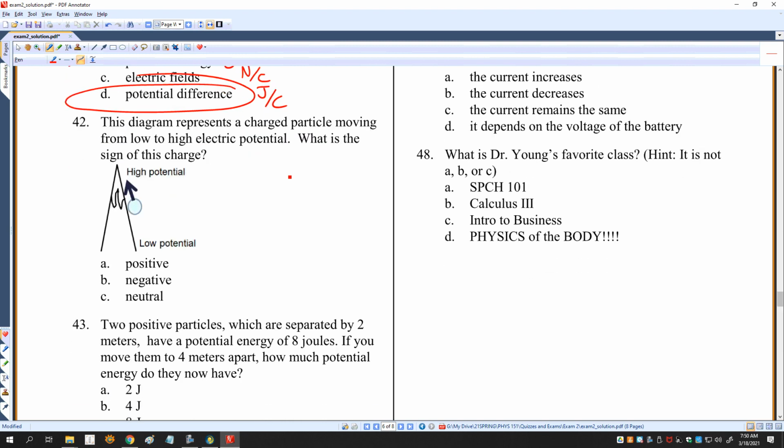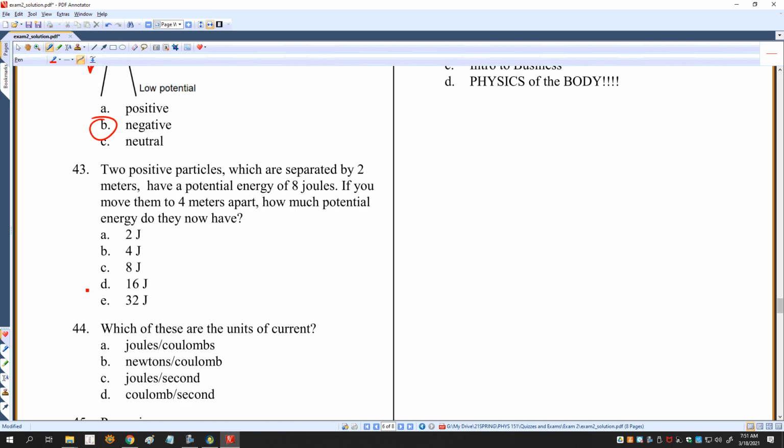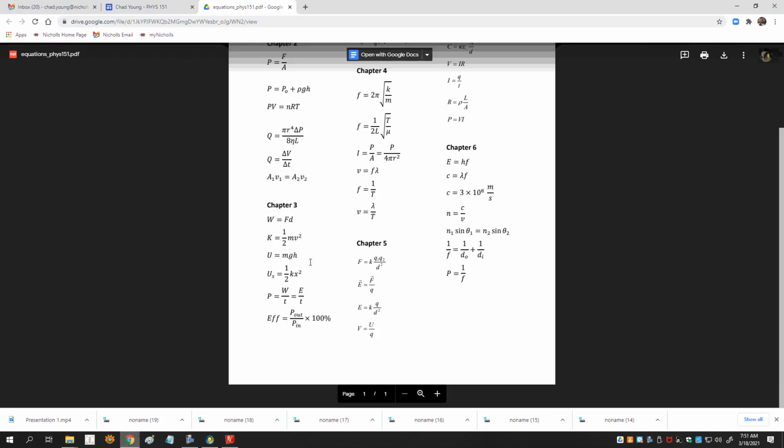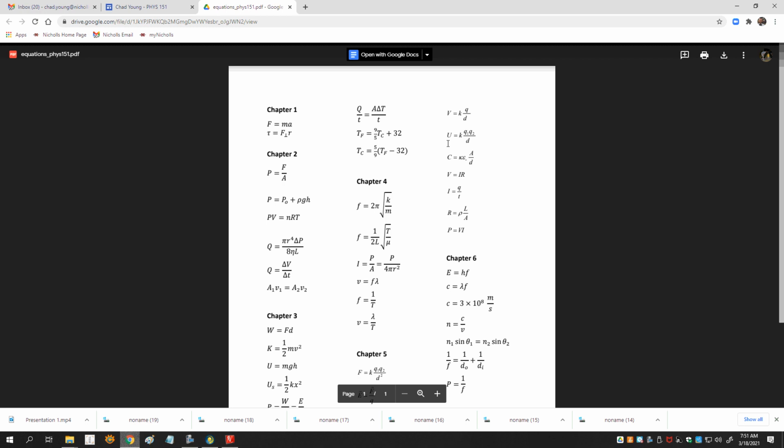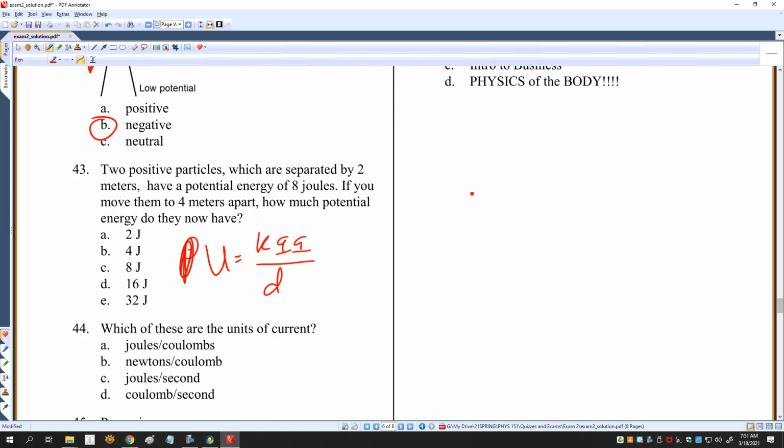This diagram represents a charged particle moving from low to high potential. What is the sign of this charge? So remember, positive charges will tend to move from high to low, but negative charges move from low to high. So that is a negative particle. Two positive particles, which are separated by 2 meters, have potential energy of 8 joules. If you move them to 4 meters apart, that is twice as far apart, what happens? So kQQ over d, that's on our equation sheet. It's right here, kQQ over d. If I double this, that means I'm halving this. So it was 8 joules, now it's going to be 4 for number 43.